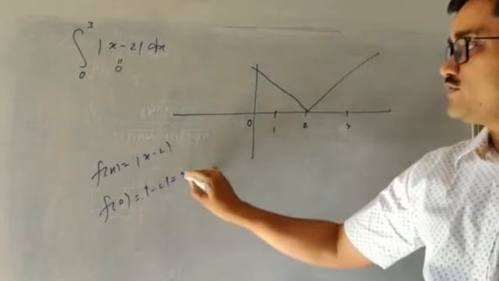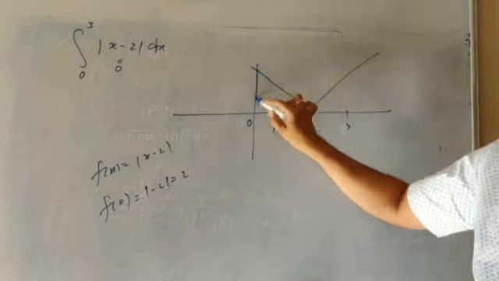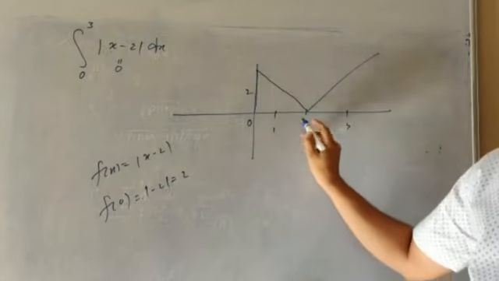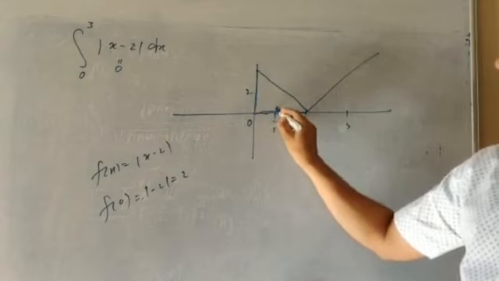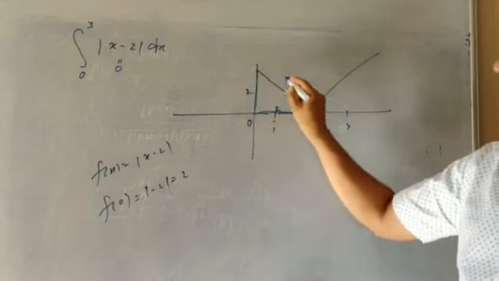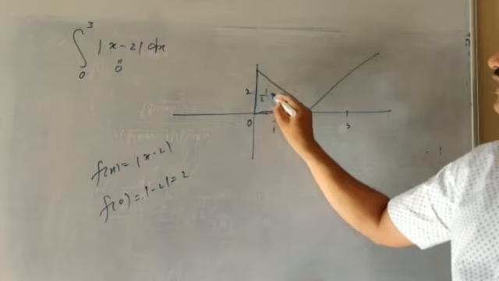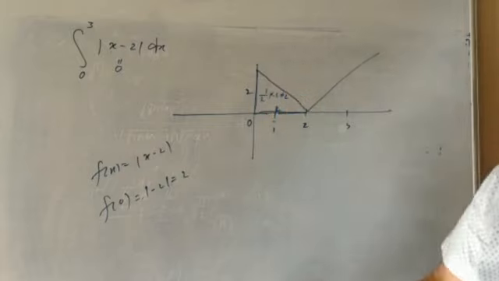Mod of minus 2, you may say 2. So this height here is 2, and we know this base here, this 1 plus 1, so it is 2. Fine, this length is 2, so 2 into 2. So this is a triangle, and the area of a triangle is 1/2 base into height, 2 into 2.